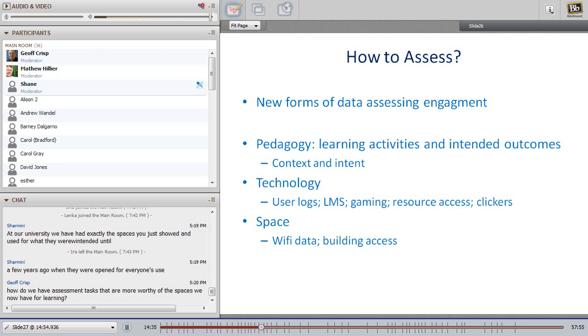We have various technologies in the classrooms where we can look at user logs, through the learning management system, through gaming processes, through resource accesses, through libraries, or even just through clicker interactions in classroom activity. And then we have the space itself, where we can look at Wi-Fi data and the level of building access, occupancy rates, and so on.